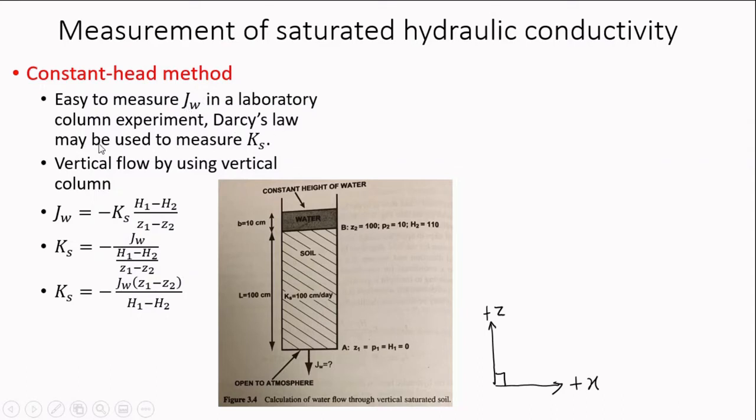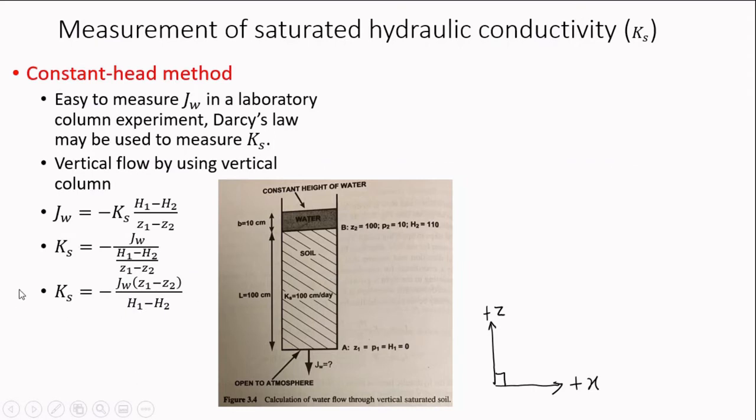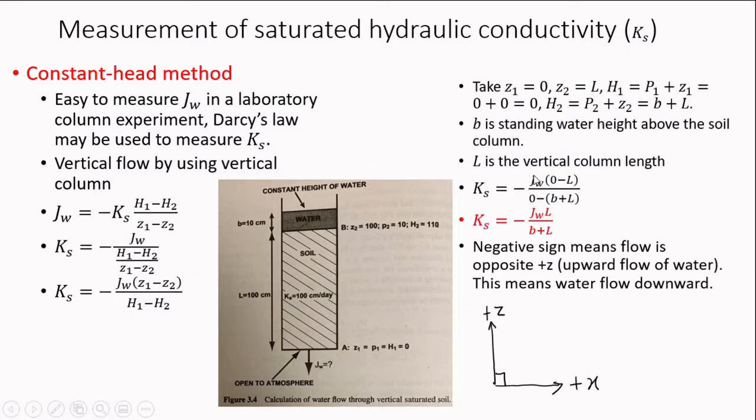Okay, Darcy's law may be used to measure Ks. Our intention here is to measure the saturated hydraulic conductivity Ks. So we want to measure the Ks. We can rearrange to have Ks on the left side, where Ks equals negative water flux divided by the hydraulic gradient, H1 minus H2 divided by Z1 minus Z2. And then we can rearrange this again into Jw times Z1 minus Z2 divided by H1 minus H2. So we can refer back to the example that we did just now, and try to label that.